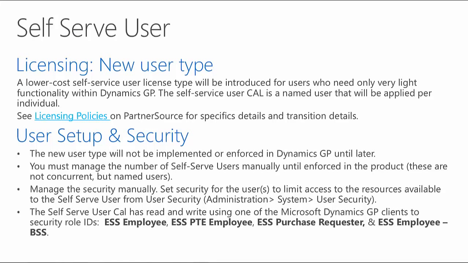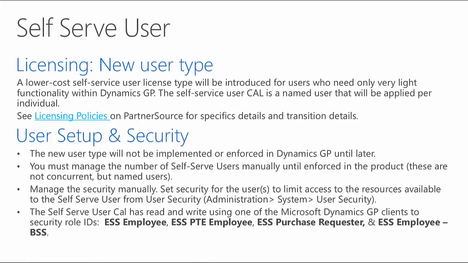Here are more details on the Self-Serve User. A lower cost self-service user license type will be introduced for users who only need very light functionality within Dynamics GP. The self-service user CAL is a named user that will be applied per individual. So this is different than what we've previously had of full and limited concurrent users. You'll want to see the licensing policies on PartnerSource for specific details and transition information. The new user type will not be implemented or enforced in Dynamics GP until later. For that reason, you must manage the number of self-serve users manually until it's enforced in the product. Remember, these are not concurrent but named users. You'll want to manage the security manually.